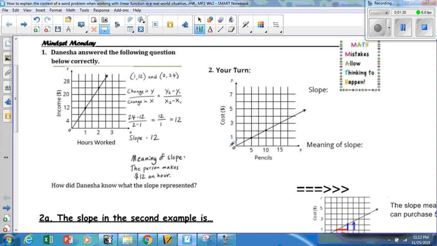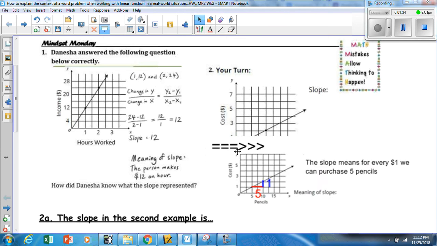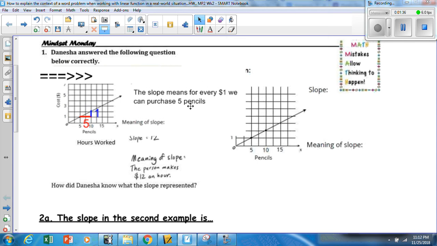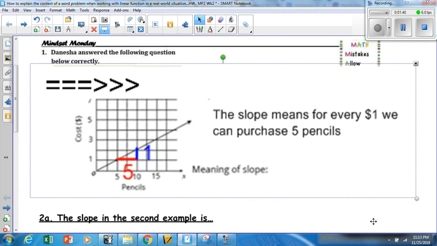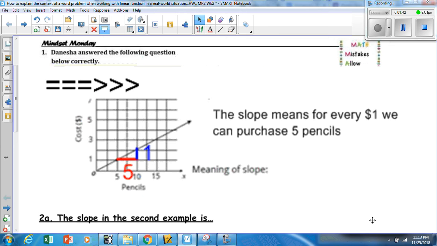And in the triangle method, we look at our change in our y value. So we went from, say, 1 to 2 here. Our change in our x value, we went from 5 to 10. So that'd be 1 over 5. So initially, essentially, what we're saying is the slope means that for every $1, we can purchase 5 pencils.